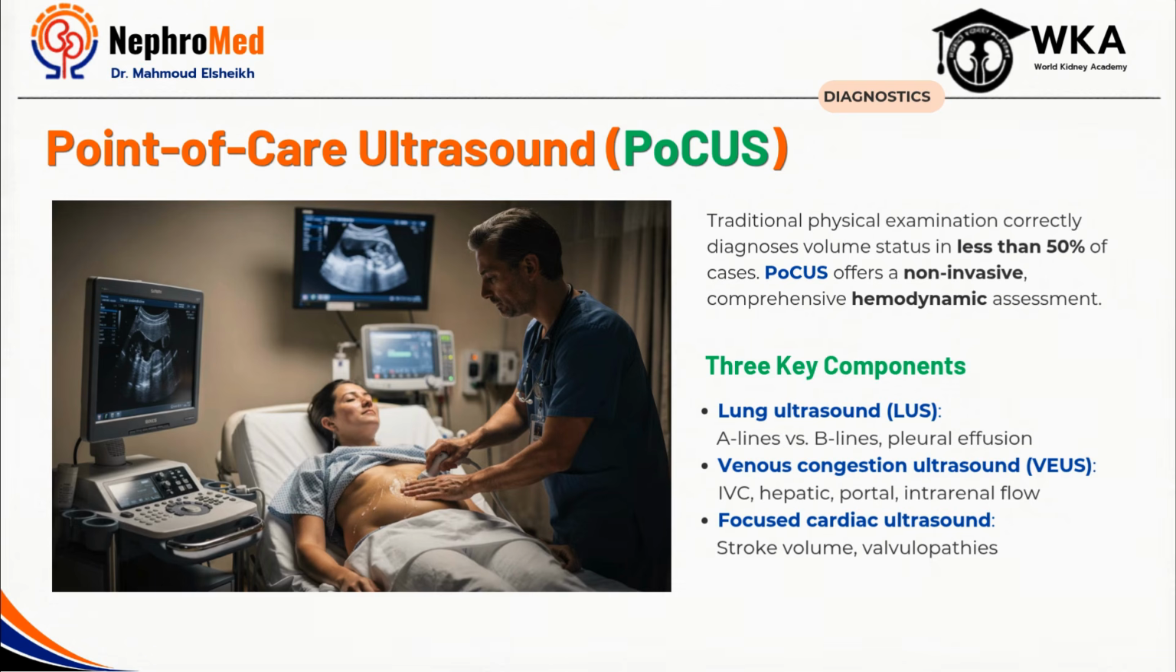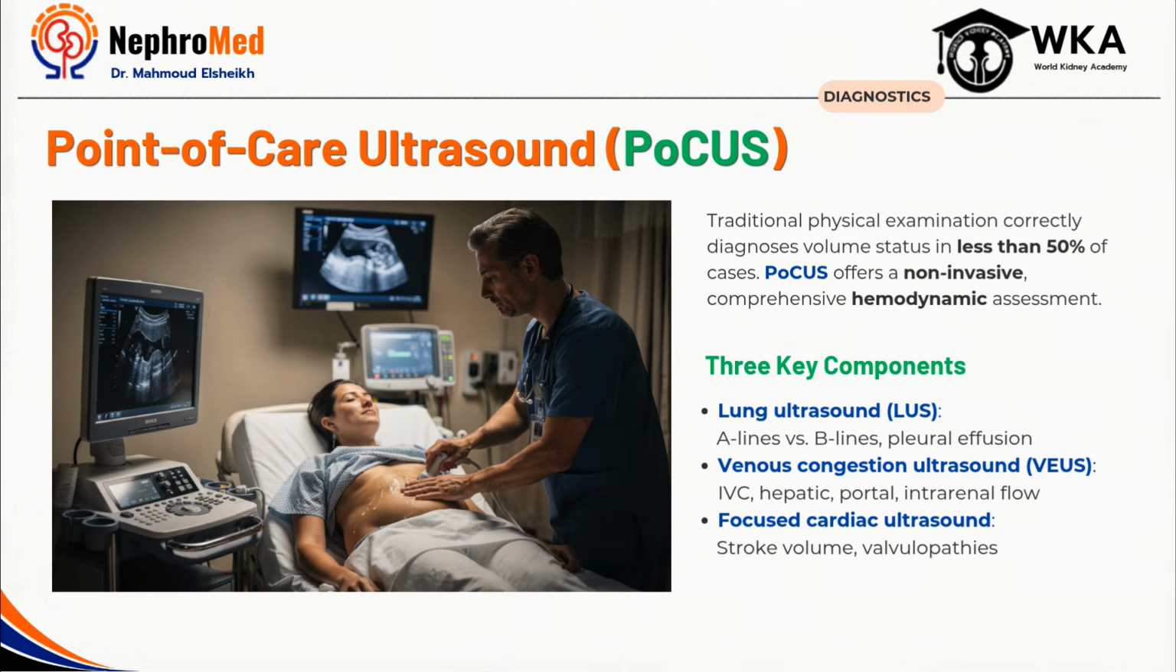There are three major components that are especially useful. First, lung ultrasound. We look for A lines versus B lines, as well as pleural effusions. Diffuse B lines may support pulmonary congestion and hypervolemia, while predominant A lines may favor euvolemia or even hypovolemia. Second, venous congestion ultrasound, or VEXUS. This evaluates the IVC along with hepatic, portal, and intrarenal venous flow patterns to assess systemic venous congestion, and this can be particularly valuable in complex cardiorenal or cirrhotic patients. And third, focused cardiac ultrasound. This helps to assess cardiac function, stroke volume, valvular disease, and the overall hemodynamic status.